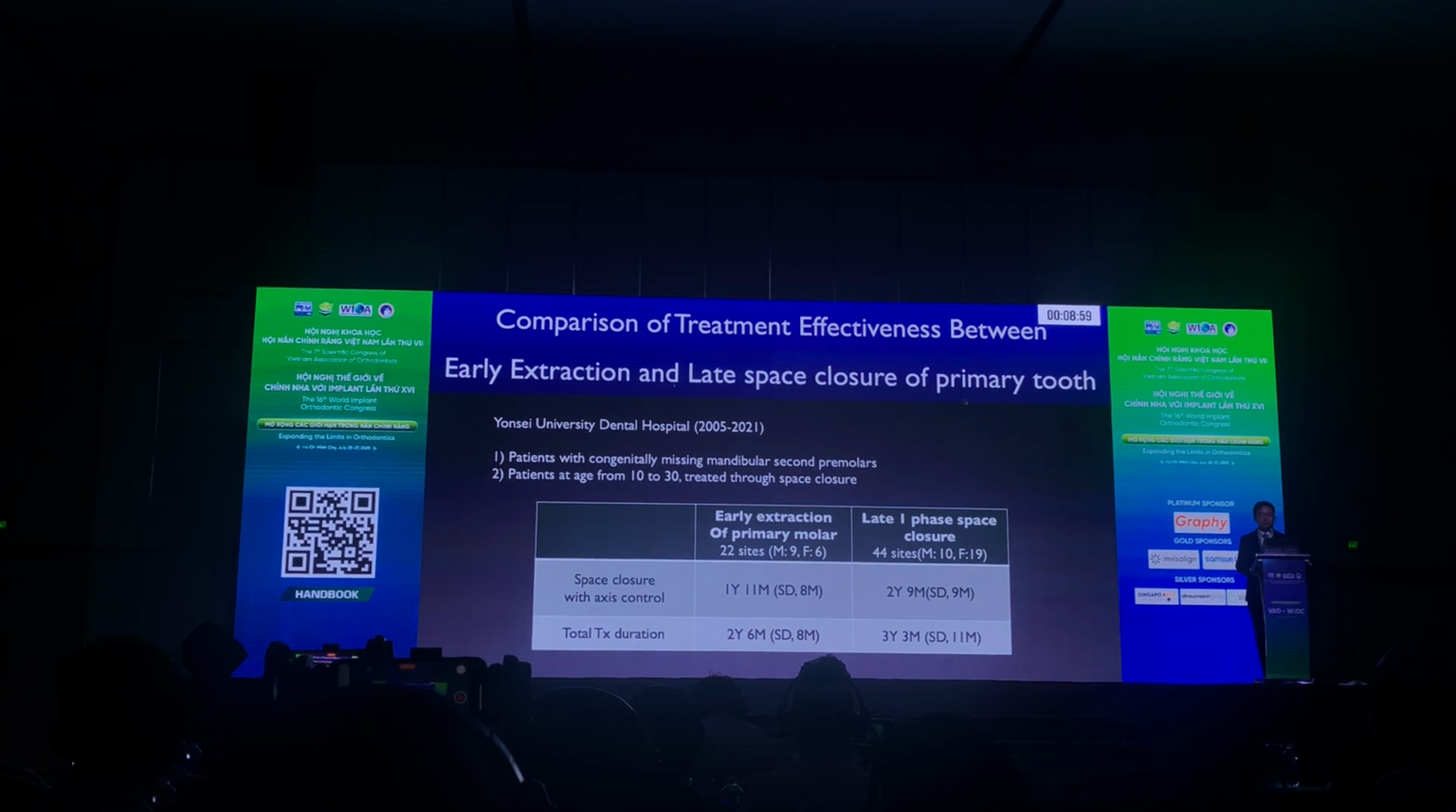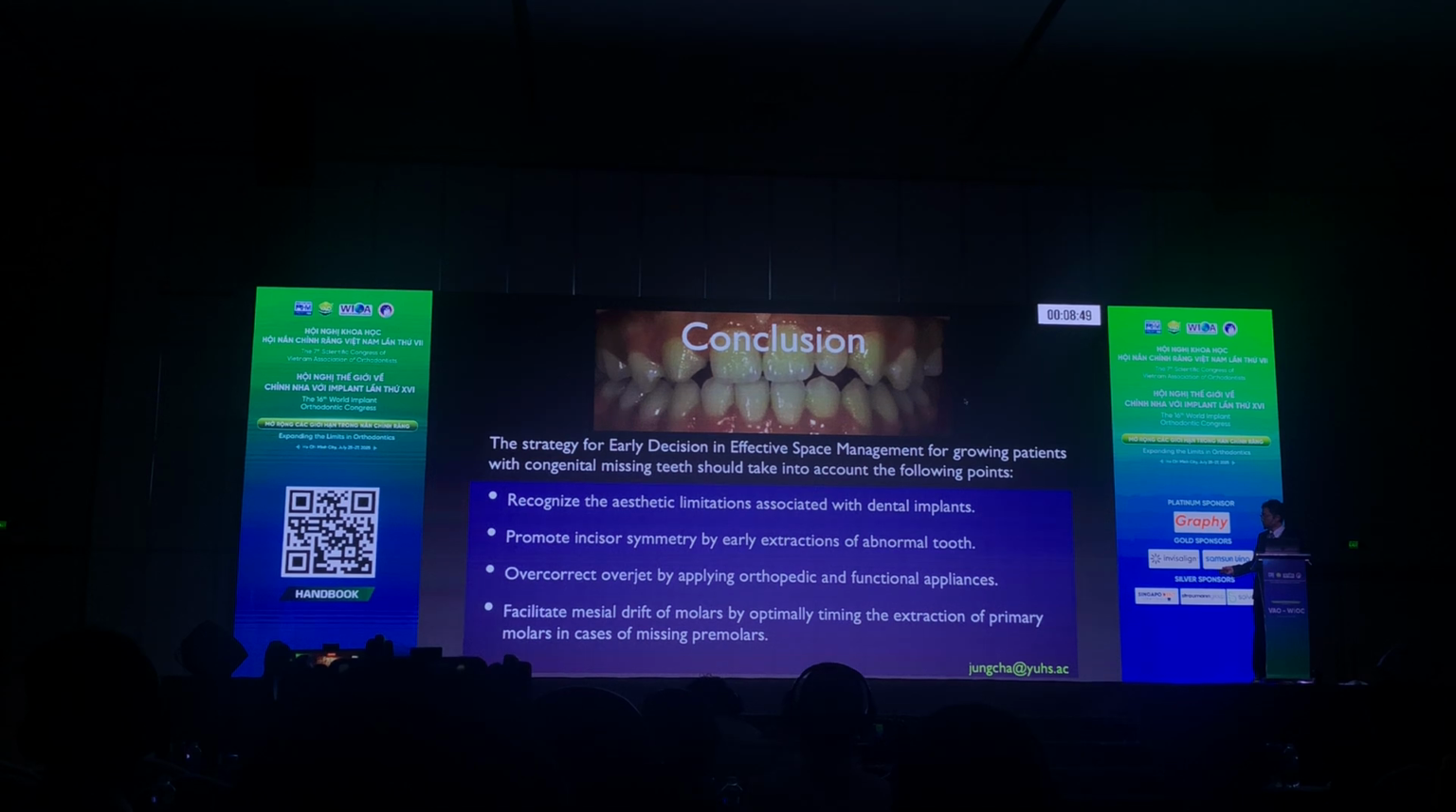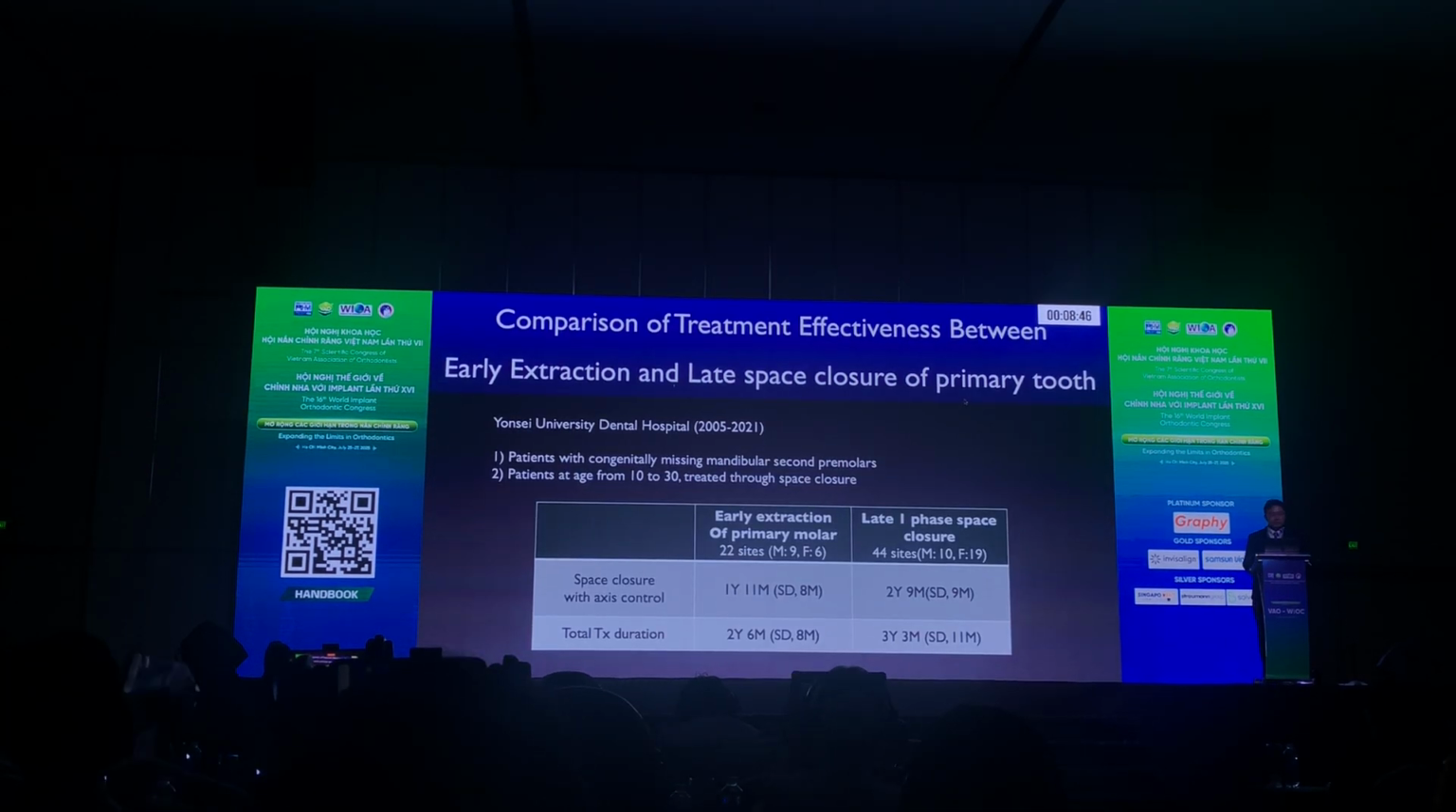How about the effectiveness of treatment between two methods? One is extraction only, the other is late space closure as a single phase. In my department, we did a pilot study, and it showed that space closure is much shorter in the early extraction group, around 8 to 9 months. And total treatment duration is also shorter than in the late one-phase space closure group. So it can improve the effectiveness of treatment when you decide on early extraction of the primary molar.